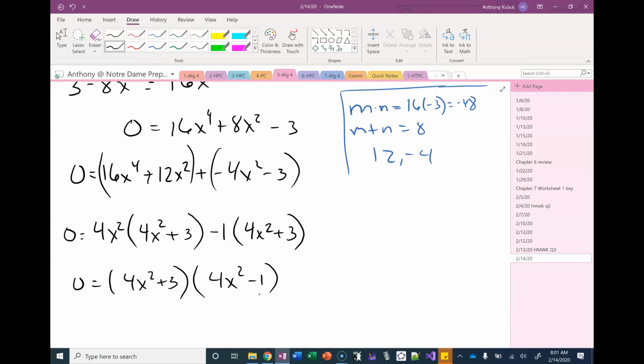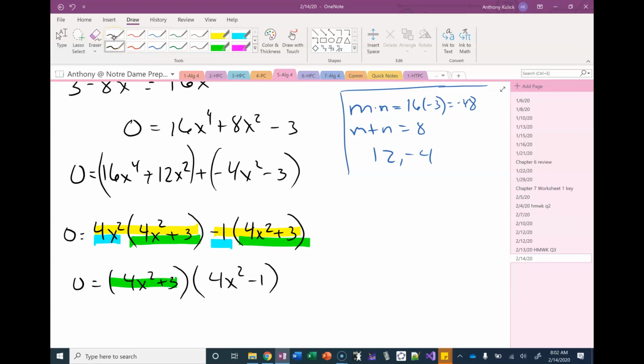Wait, how do you do that? So like how do you go from the 4x squared times the parentheses 4x squared plus 3 and get 3? So if I look at this and then this as 2 separate things, they have a factor in common, the 4x squared plus 3. So when I factor that off, it goes there, and then the stuff that's left is the 4x squared minus 1. Does that make sense? Yeah. Okay.